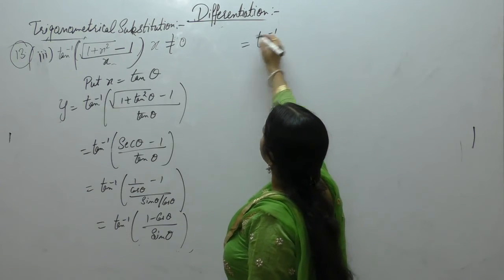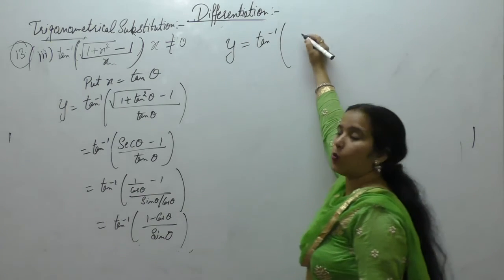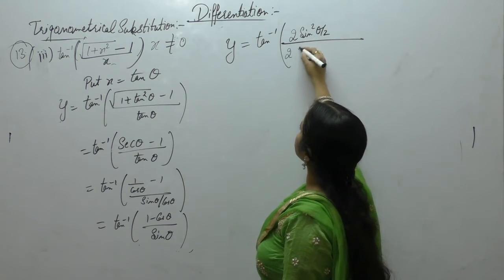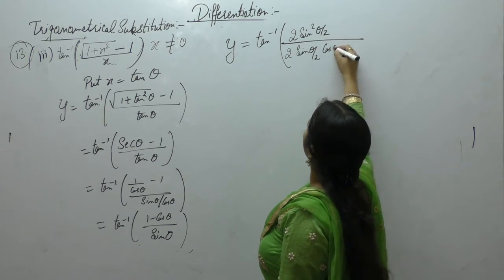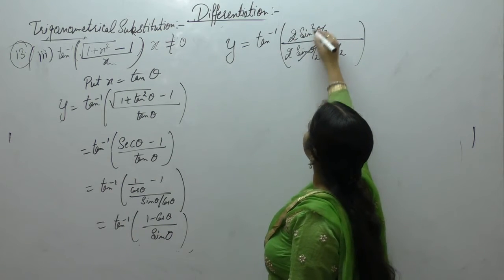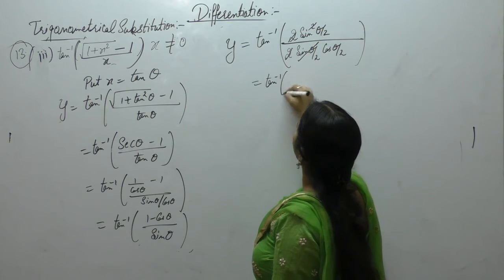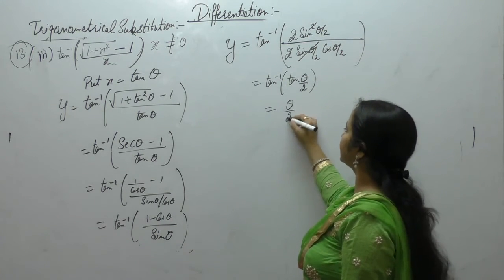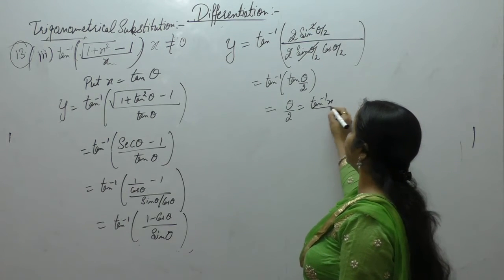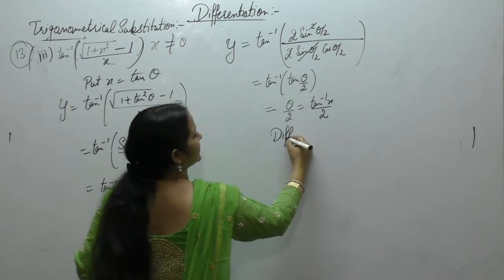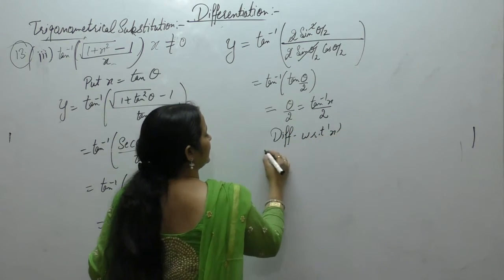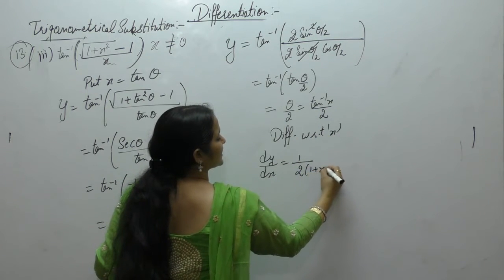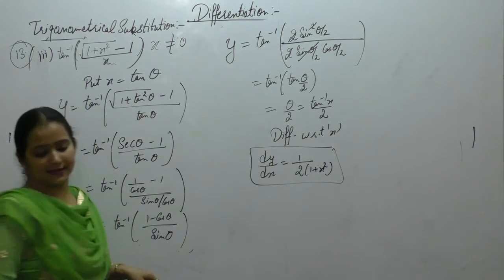By taking LCM, cos theta will get cancelled, so we are left with this term. So we get y is equal to tan inverse, 1 minus cos theta is 2 sin square theta by 2, sin 2 theta is 2 sin theta by 2 cos theta by 2. One power of sin will get cancelled. So tan inverse tan theta by 2. So we get y as theta by 2, and theta is tan inverse x. Now differentiate with respect to x. dy upon dx is 1 upon 2, and the derivative of tan inverse x is 1 upon 1 plus x square.